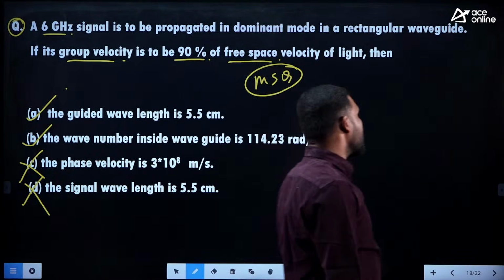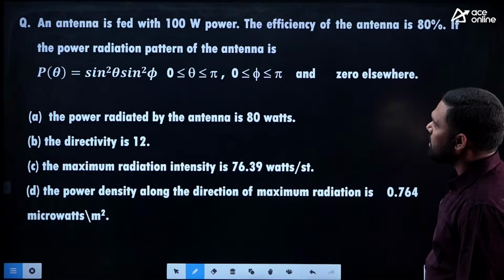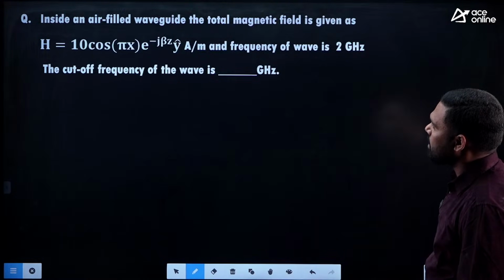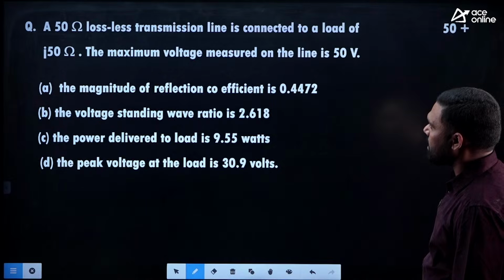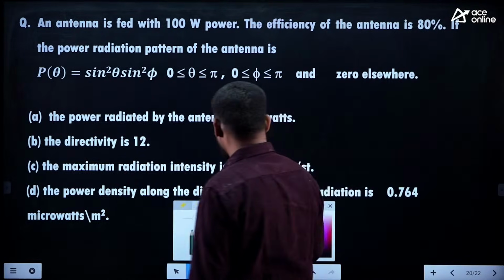Okay, let us proceed further. So let us take up some more questions. This is related to the antenna radiation, and this is related to the waveguides, and this is related to the transmission lines. So let us take up 3 more questions here. It is an MSQ again.